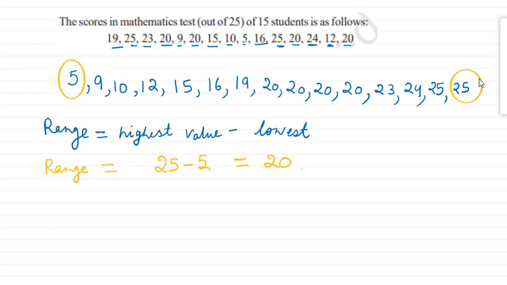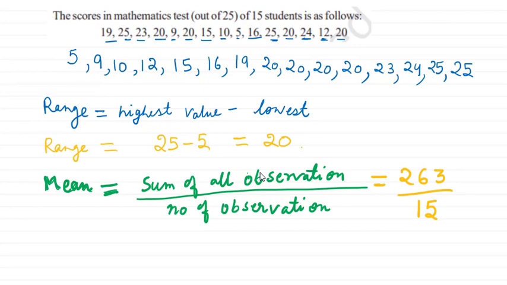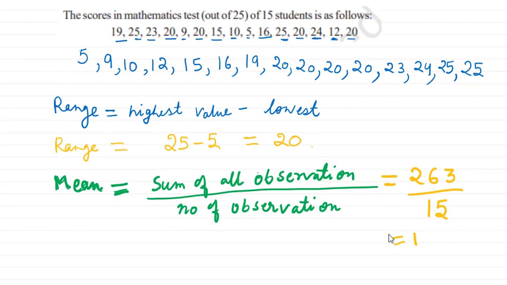Now we will calculate the mean. For the mean, here the sum of all the observations is 263, and 263 divided by 15 you have to do to get the average marks here. If we calculate that, it comes out to be 17.5 something. So that's the answer. Like this you have to calculate the mean.